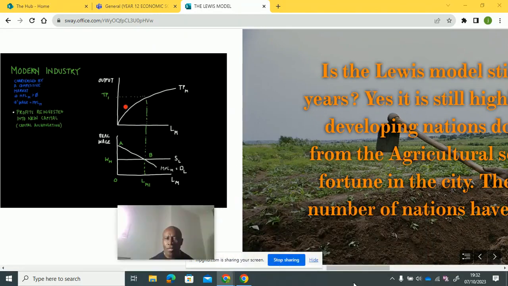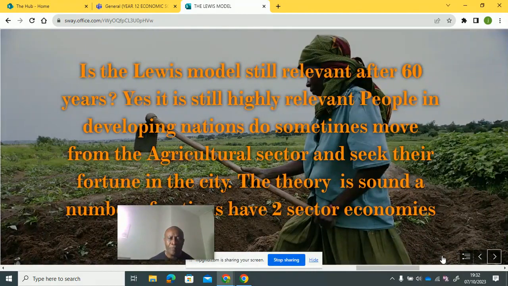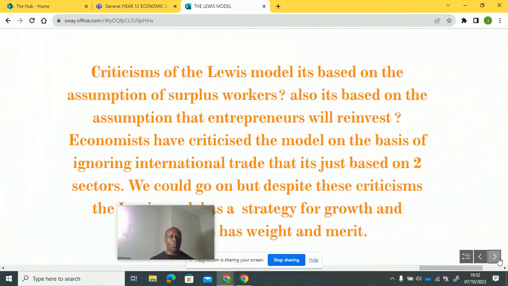Now, there have been a number of criticisms of the Lewis model. The model is based on the assumption of surplus workers. You're going to pick these workers up from the agricultural sector all the time and train them in the modern day sector, so there's an assumption that the workers are going to be surplus. Also, another major assumption is that the entrepreneurs are going to reinvest all their money all the time. They're not going to go and buy holiday homes in Barbados, take their profits and go to Barbados. They're going to keep reinvesting. That's a massive assumption to make.